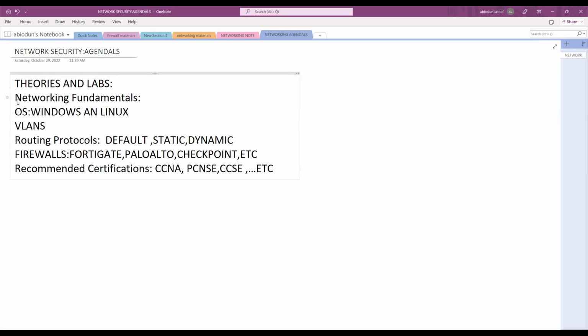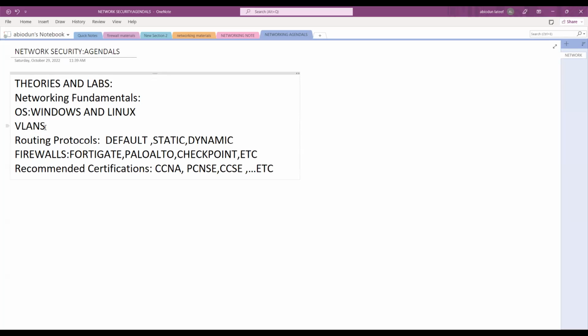Having said that, the whole thing we need to do to make ourselves employable is all this. It's no more than this. Knowing the networking fundamentals, understanding the OS. OS means operating system, in Windows and Linux. We'll do some basic operating system configuration of Windows and a basic operation of Linux.